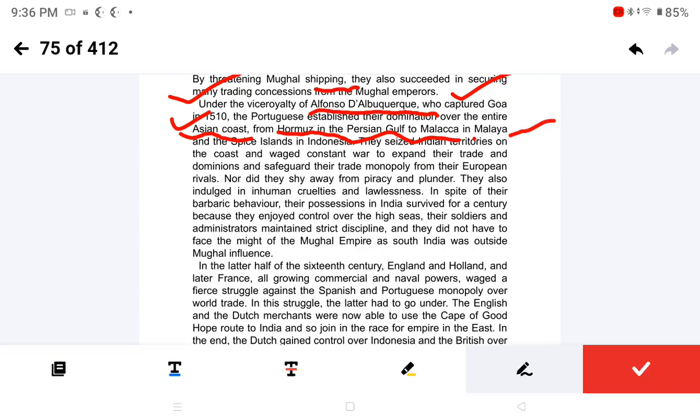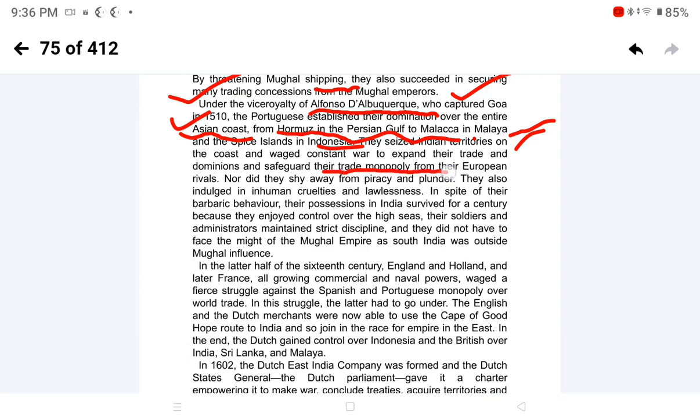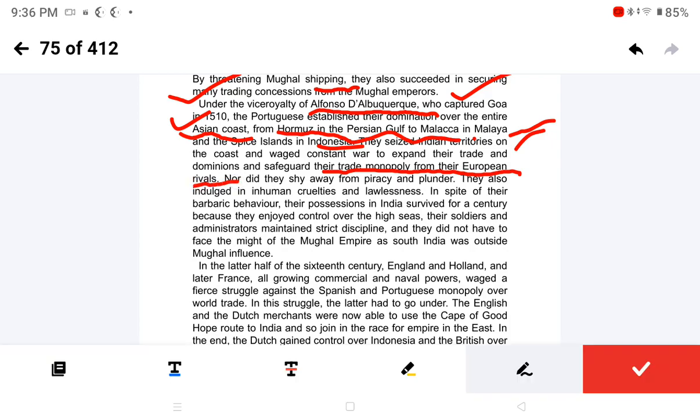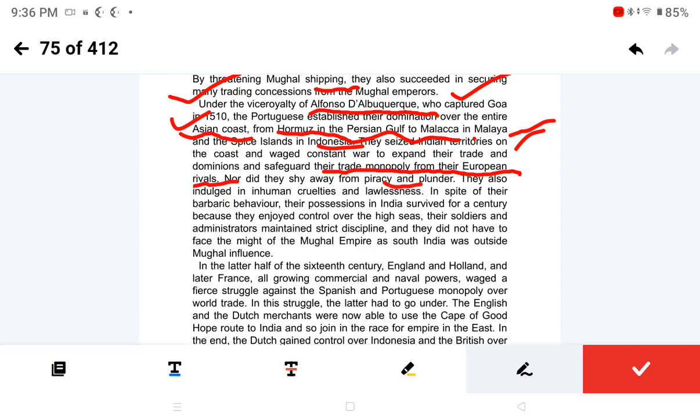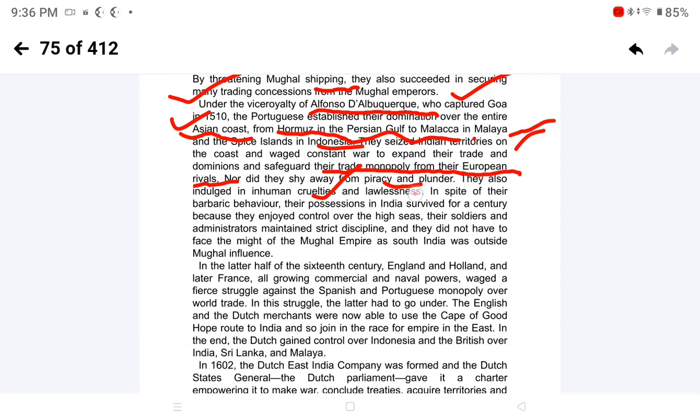In the Spice Islands in Indonesia, they seized Indian territories on the coast and waged constant war to expand their trade and dominions and safeguard their trade monopoly from their European rivals. Nor did they shy away from piracy and plunder. They also indulged in inhuman cruelties and lawlessness.